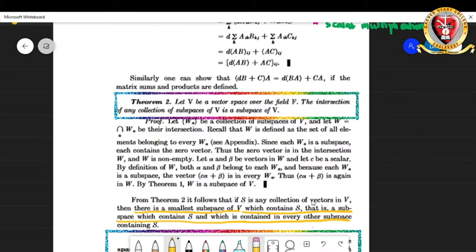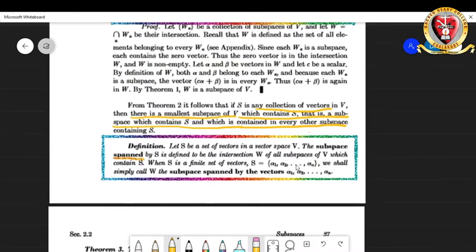Now we get a statement which is nothing but: there exists a smallest subspace of V which contains S, where S is any collection of vectors of V. That is a subspace which contains S and which is contained in every other subspace containing S. So for that, we are moving to the definition connected with the word span.